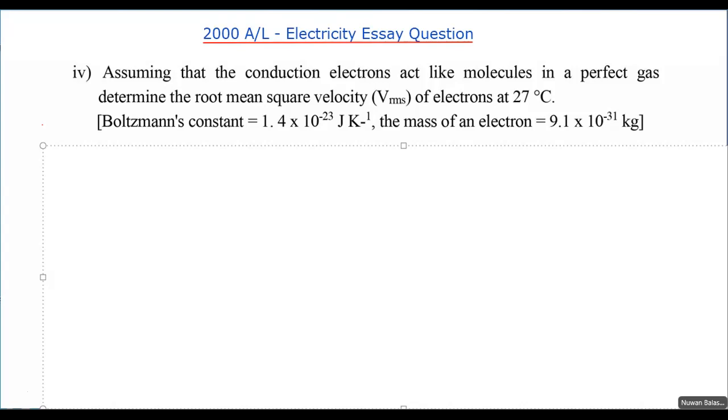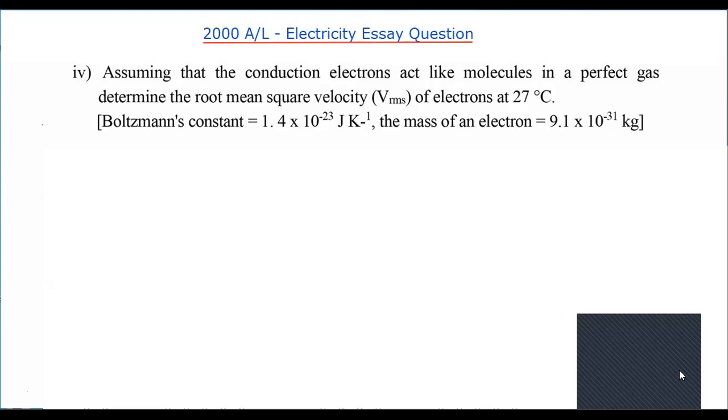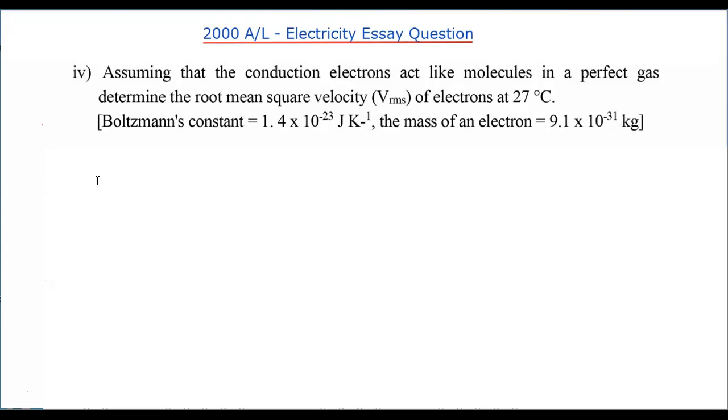Very good, thank you very much, dear. So, assuming that the conduction electrons, meaning free electrons, act like molecules in a perfect gas, determine the root mean square velocity, VRMS, of electrons at 27 degrees Celsius. In the heat lesson, we have learned this equation.